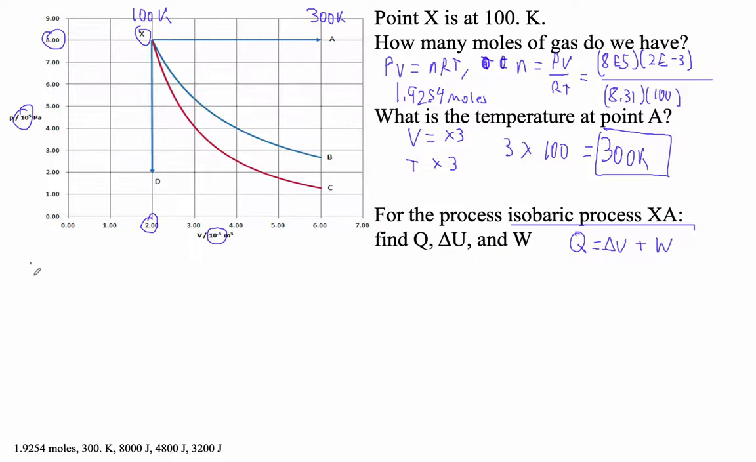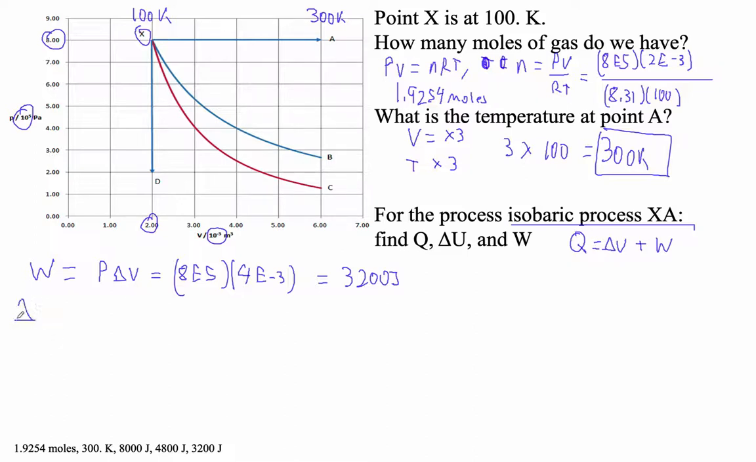So let's find the work. The work is pressure times change in volume, right? So that's 8E5, because notice it's 8 times 10 to the 5th, times our change in volume, which is, let's see, 1, 2, 3, 4. And then that is going to be 8E5 times 4E minus 3, that's 3,200 joules of work, right?